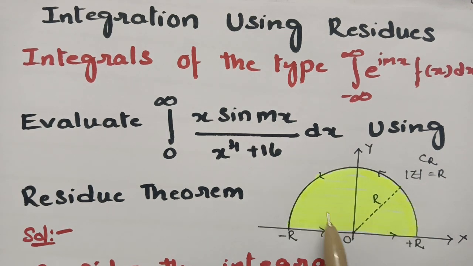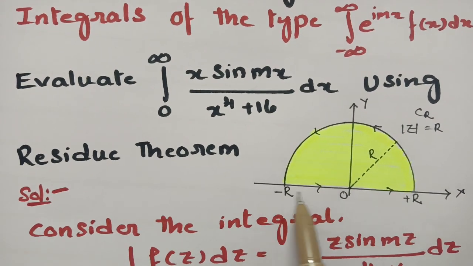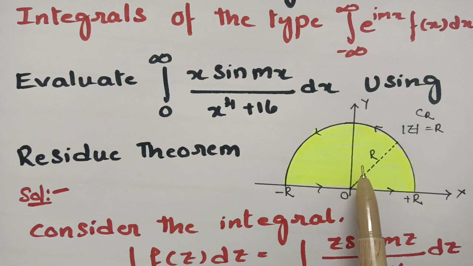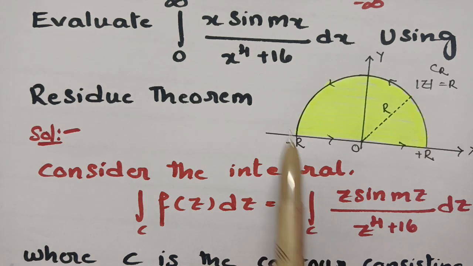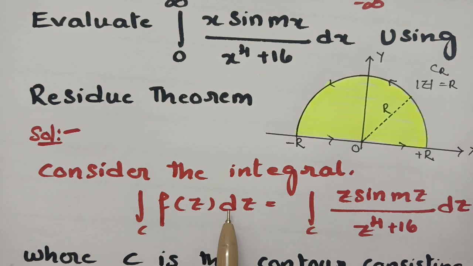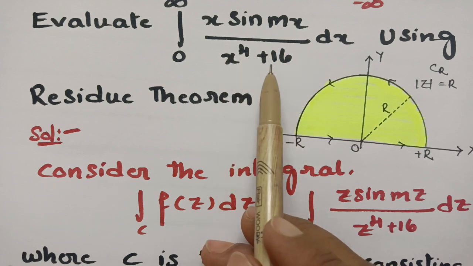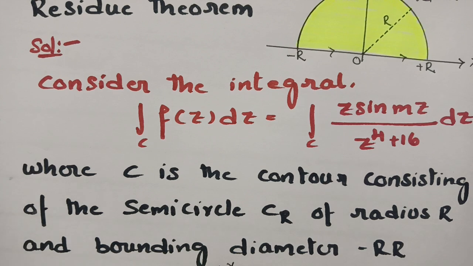So here this is the contour. The contour is nothing but it is through the real axis minus R to plus R, and it is a semicircle with center 0 and radius R. So this is the closed contour which I am going to take here. Now in order to solve this, we have to consider the integral. So this is integral over C of f of z dz, which is nothing but x sin mx by x power 4 plus 16 into dx.